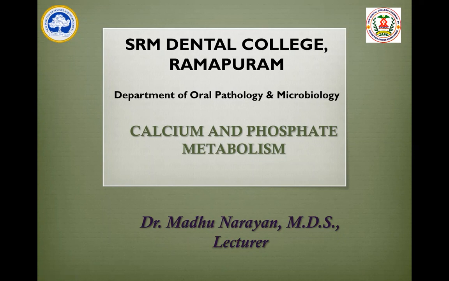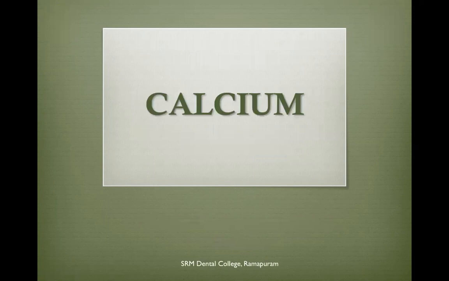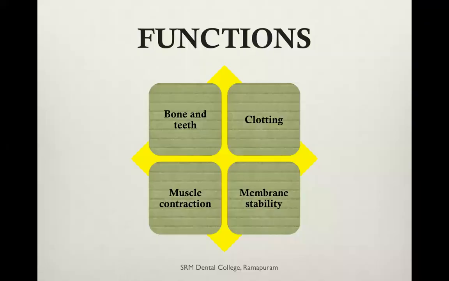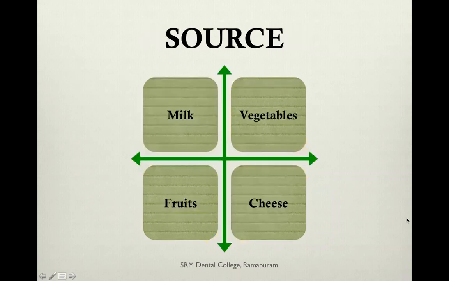Today, we are going to see a new topic, which is calcium and phosphate metabolism. We'll start with calcium metabolism. First, we'll see about the functions of calcium. Calcium is important in the formation of bone and teeth. It plays an important role in the clotting mechanism, muscle contraction, and maintenance of the stability of the membranes.